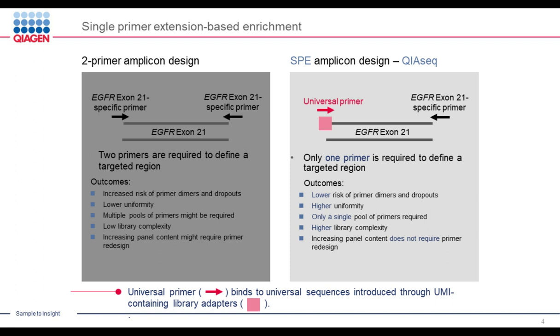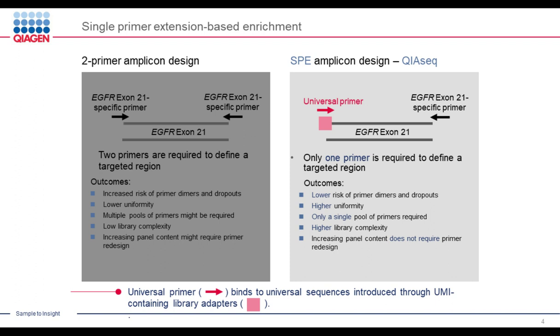What this allows us to do now is to lower the risk of primer dimers. It allows us to increase the uniformity of enrichment and sequencing, again, as you'll see in a little bit. And this also allows us to pool all of the required primers into a single pool of primers. So you do not need to split your primers into multiple pools anymore. It allows us to achieve a higher library complexity because it's only the start position that is defined. The end position of enrichment is going to be defined randomly by this universal primer.